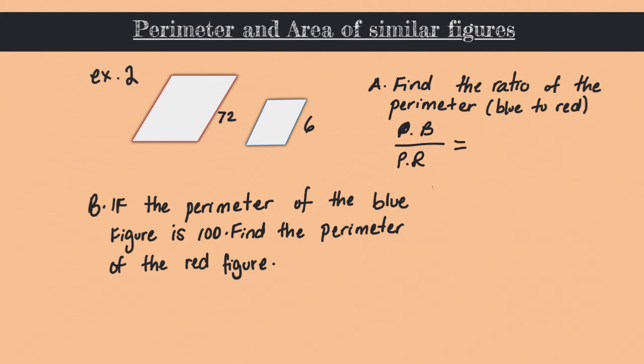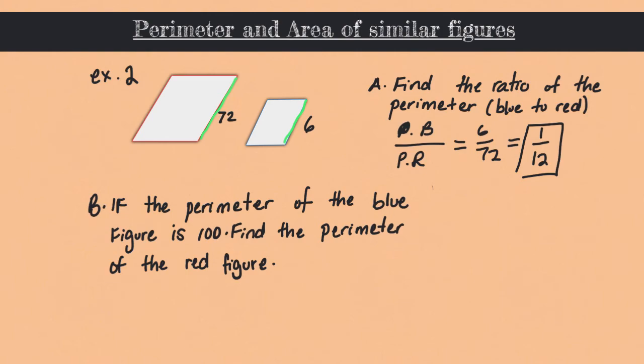Now the corresponding sides that we've been given, blue to red, remember blue is first, so it's going to be in our numerator, 6 to red, which is 72. So we have 6 to 72. This can be simplified because of a common factor, which is 6, to 1 over 12. So this is the ratio of our perimeters, blue to red.